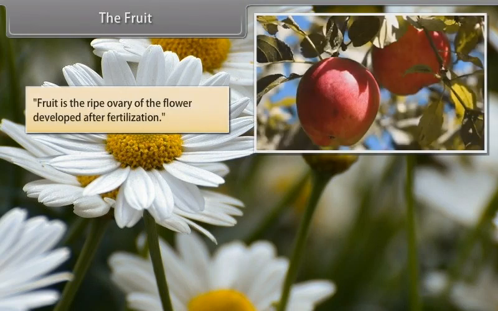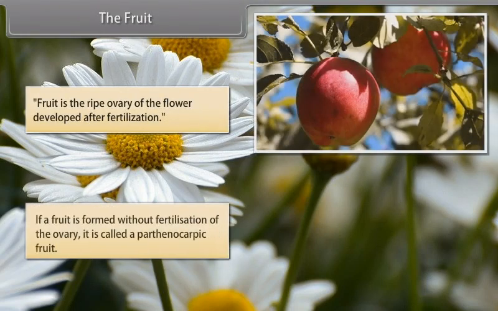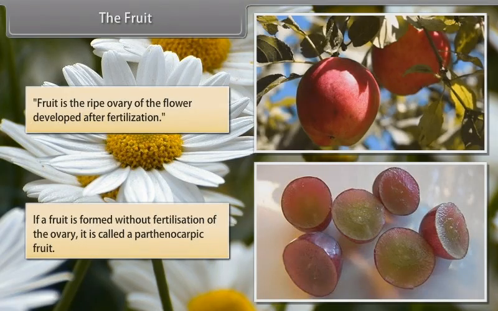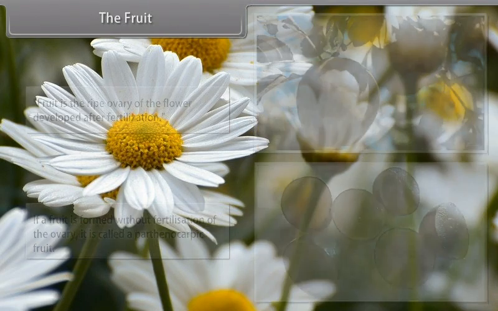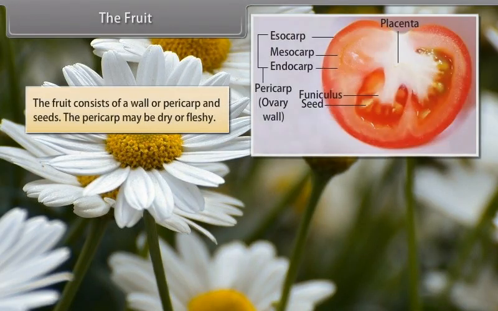Fruit is the ripe ovary of the flower developed after fertilization. If a fruit is formed without fertilization of the ovary, it is called a parthenocarpic fruit. The fruit consists of a wall or pericarp and seeds. The pericarp may be dry or fleshy.